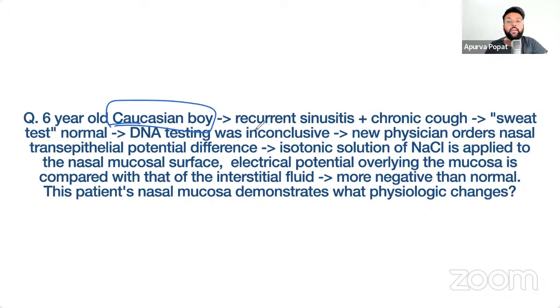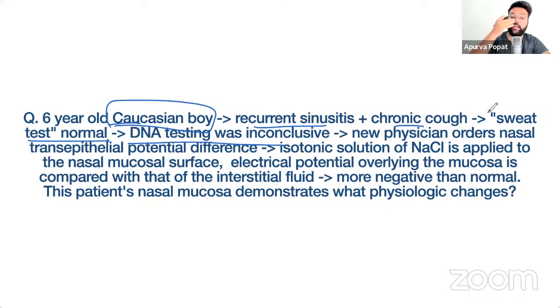He's having recurrent sinusitis and chronic cough. His sweat test is normal. Do you think the sweat test can be normal in a cystic fibrosis patient? Yes. Okay, so sweat test can be normal in a cystic fibrosis patient. So probably they tried to do the DNA testing, but that was even inconclusive. So now the physician ordered a further test, which demonstrated the nasal transepithelial potential difference.